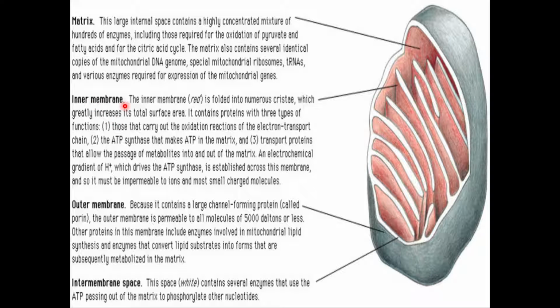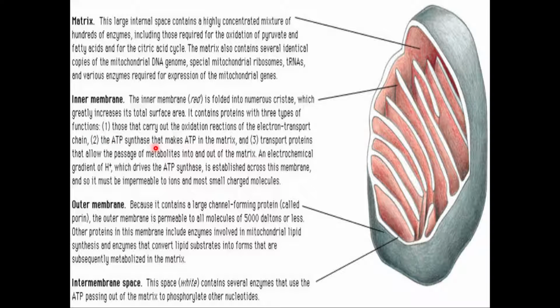Now the second is inner membrane. The inner membrane, which is shown in red color, is folded into numerous cristae. These folds are all due to the inner membrane structure. The three types of functions, और ये inner membrane है वो कौन से तीन functions perform करती है? Let's see. Those that carry out the oxidation reaction of the electron transport chain.